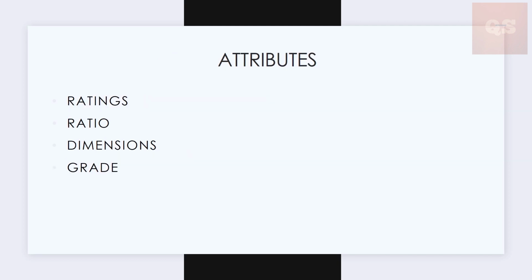Next is the attributes, or it can also be some information that is given in the specification. It can be ratings, ratios, some dimensions, weight, thickness, height, then the grade A, B.